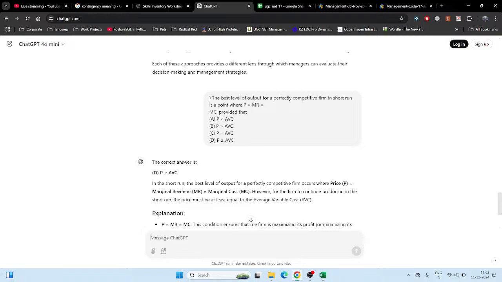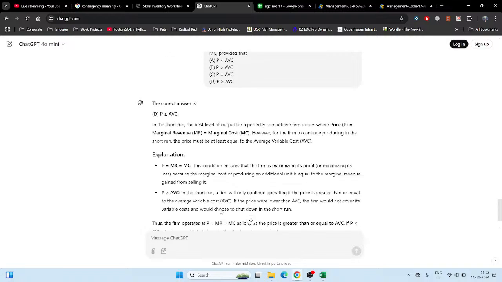P is price, MR is marginal revenue, MC is marginal cost. However, for the firm to continue producing in the short run, the price must be at least equal to the average variable cost. P is price, marginal revenue, marginal cost, and average variable cost.